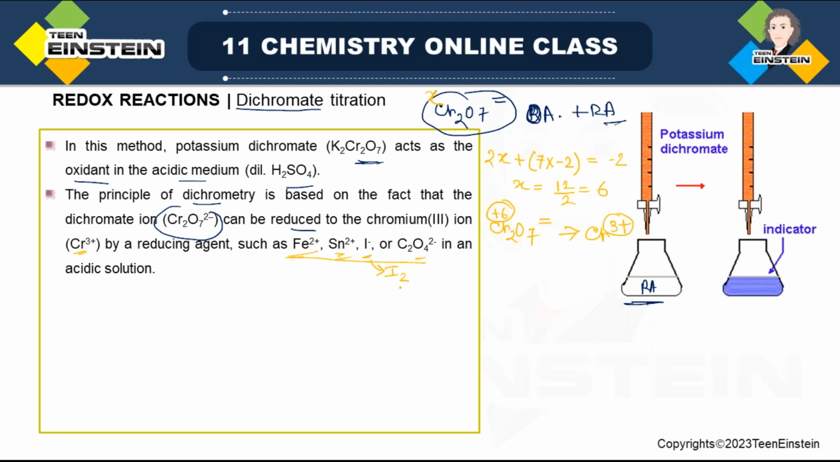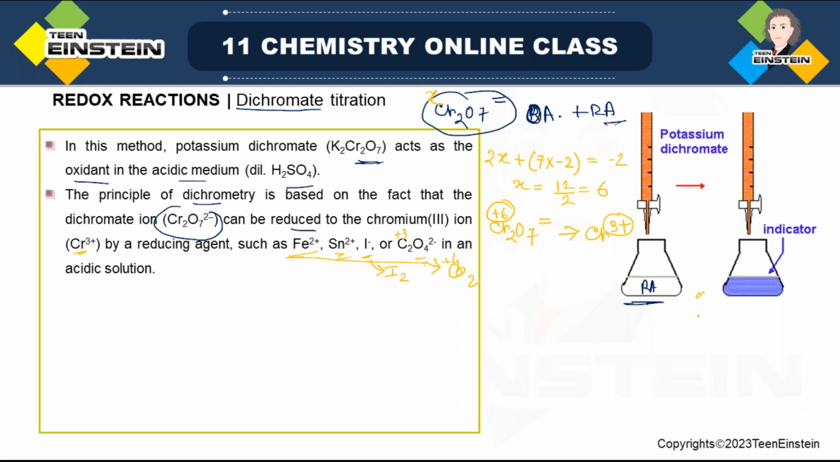Then you can also take oxalate. Oxalate ion you have already seen in the last class. That is how it reacts with MnO4 minus. So oxalate will be converted to CO2. So here plus 3 oxidation state of carbon will be converted to plus 4. So all these are basically different examples of reducing agent that you can combine with dichromate titration. Sorry, dichromate, dichromate.